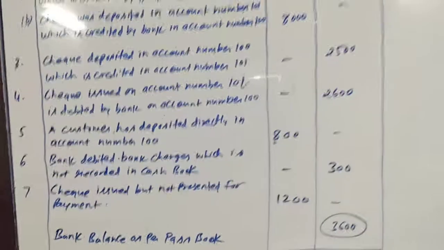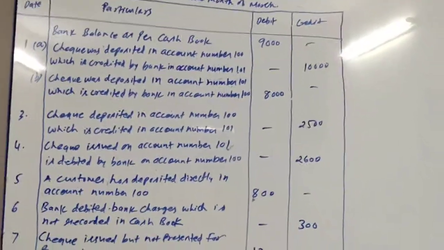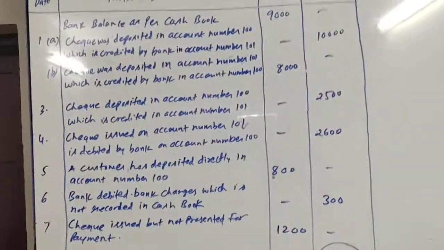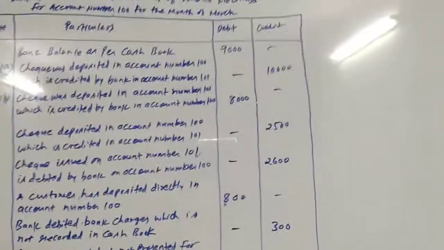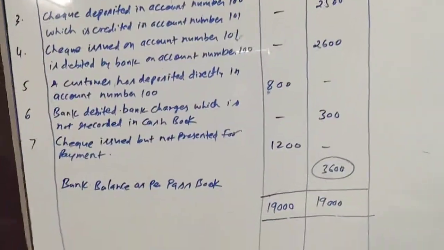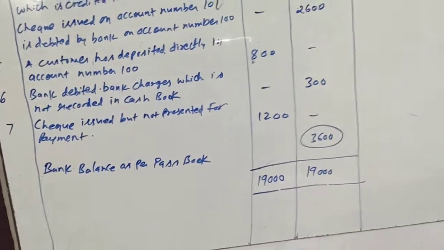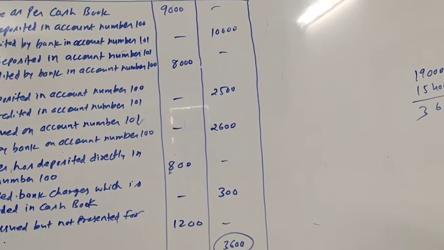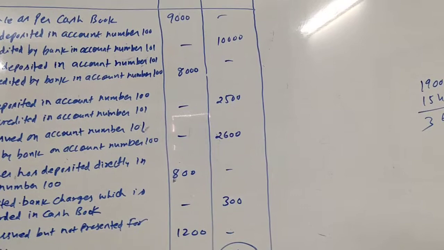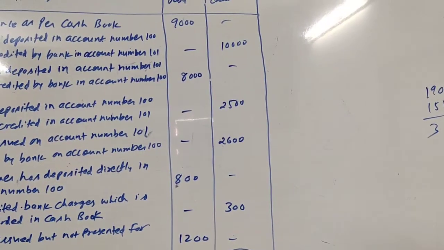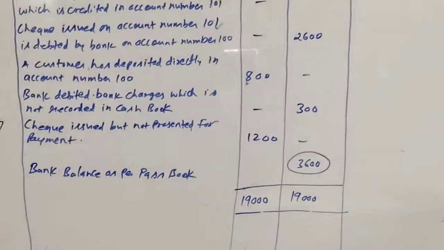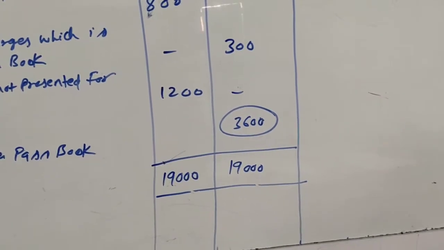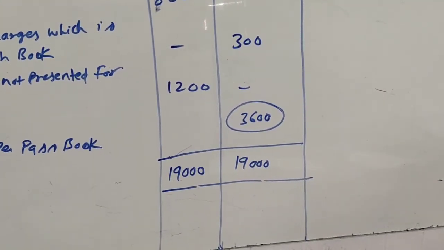Okay, so here we have finished with all the transactions, all the information given to us. Now we will be making total and finding difference. As we can see, at the debit side there are four items, 9,000, 8,000, 800 and 1,200, and total is rupees 19,000. And at the credit side also there are four items, 10,000, 2,500, 2,600 and 300, right? And the total of all these four items is 15,400. Now when I deduct 15,400 from 19,000, I get 3,600. So 3,600 will be the difference at the credit side of our BRS.